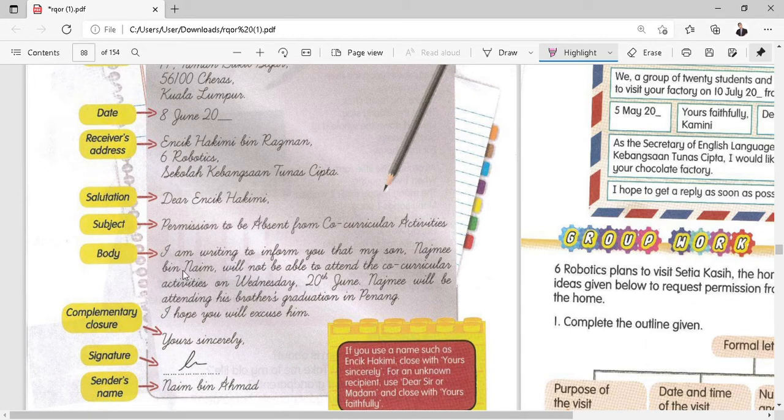So this is the body. You will give the reason, the purpose, and explanation here in the body. Let's read the body here. I am writing to inform you that my son, Najmi bin Naim, will not be able to attend the co-curricular activities on Wednesday, 20th June. Najmi will be attending his brother's graduation in Penang. I hope you will excuse him. You need to write the purpose and also explain why you write the letter.